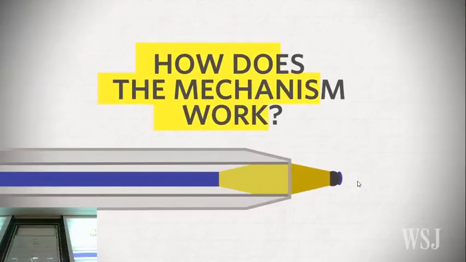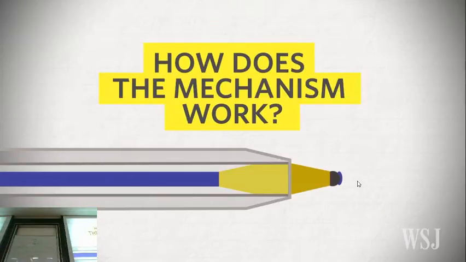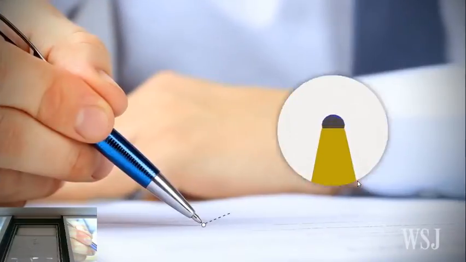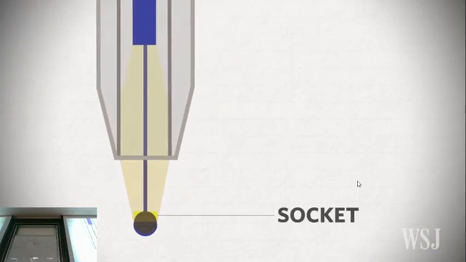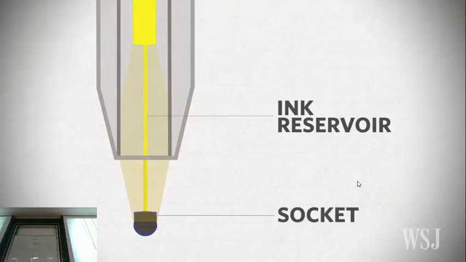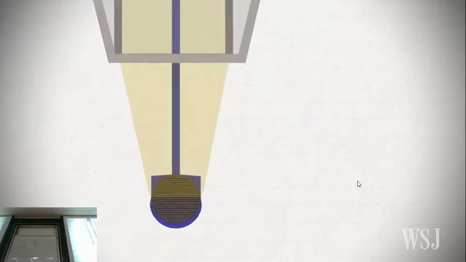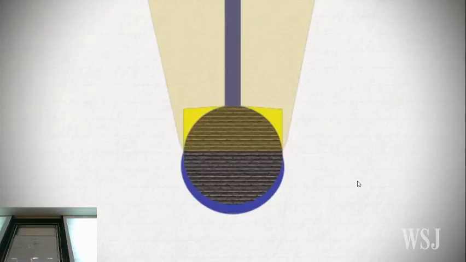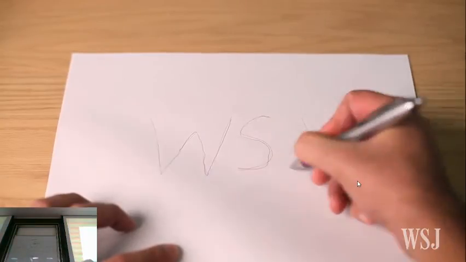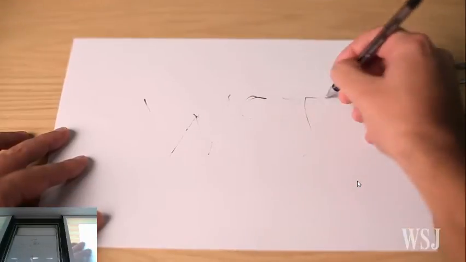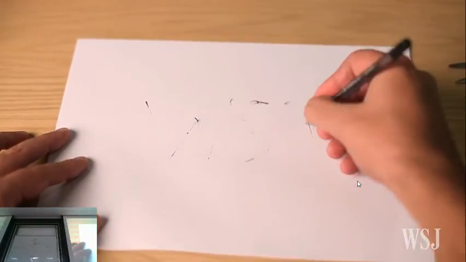First, let's take a look at why the mechanism is so hard to make. When writing with a ballpoint pen, the ball turns and the ink rolls out. It's kept in place by a socket separating the ink reservoir and the paper. The ball needs to move freely, which means the room between the ball and the socket needs to be perfect. Too tight and the pen will be difficult. Too loose and the ink leaks or the ball falls out.